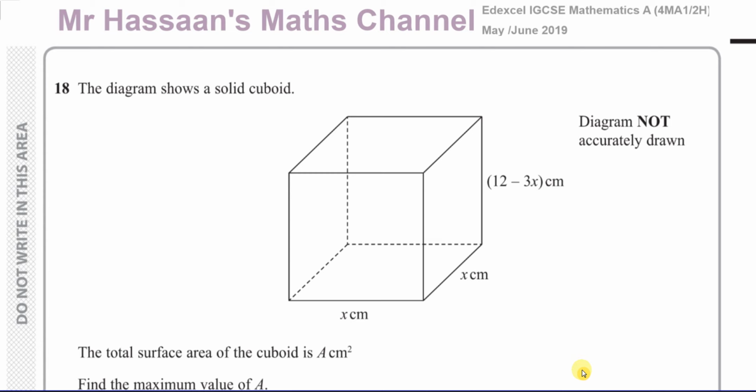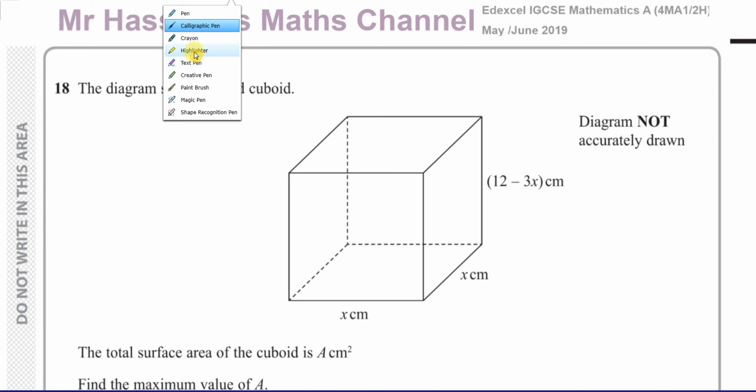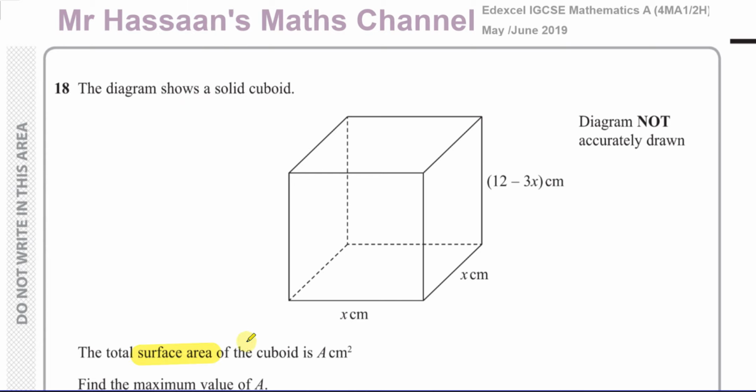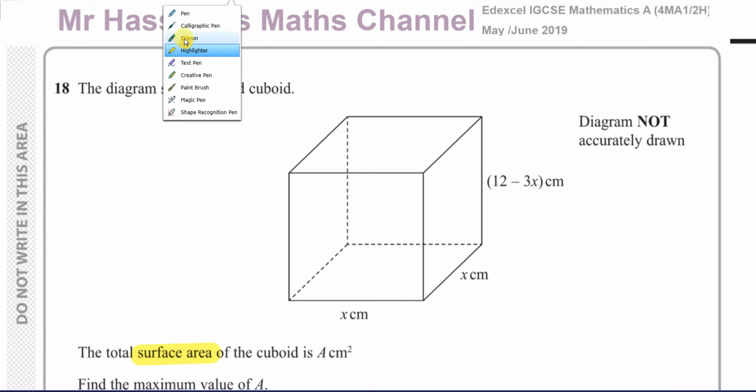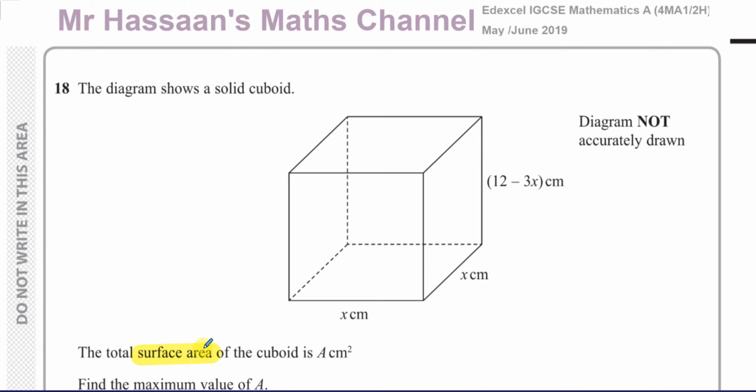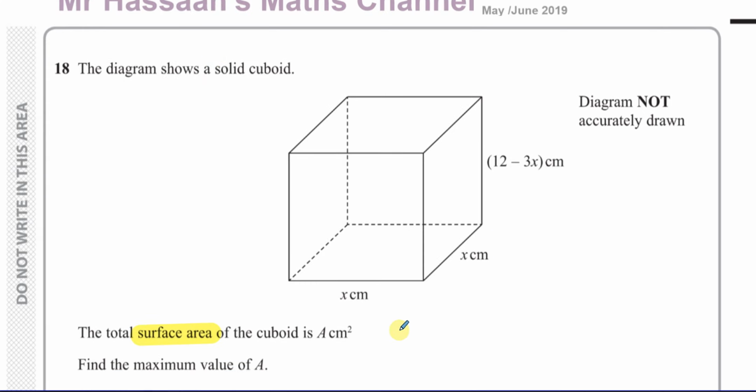This is Mr. Hassan's Maths channel, and I'm now answering question number 18 from the May-June 2019 Edexcel IGCSE paper 4 or paper 2H. This is from the 4MA1 syllabus, and this question is about a cuboid which has dimensions x, x and 12 minus 3x, all in centimeters. Its total surface area is given by the letter A in centimeters squared, and we have to find the maximum value of A.